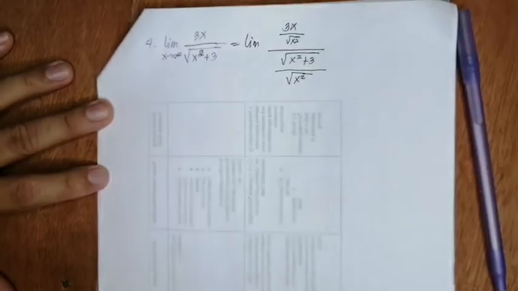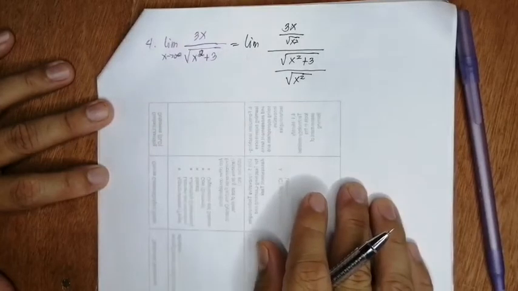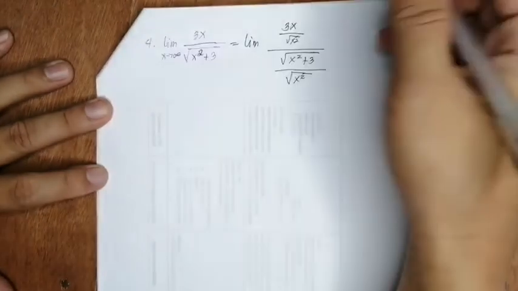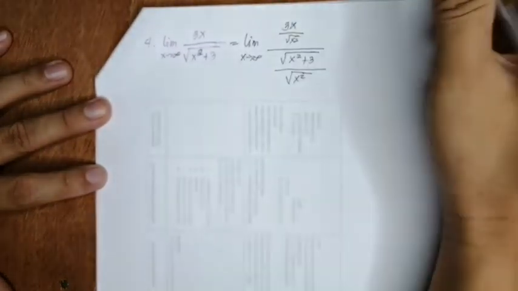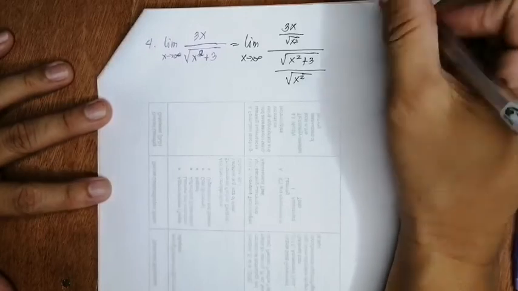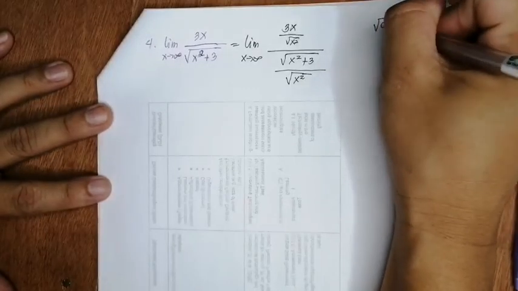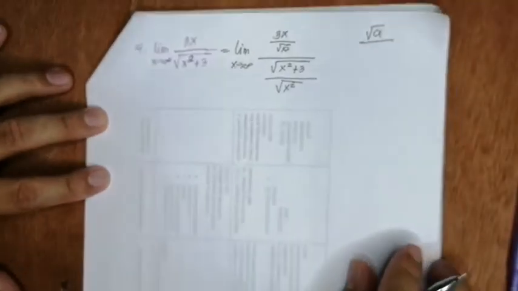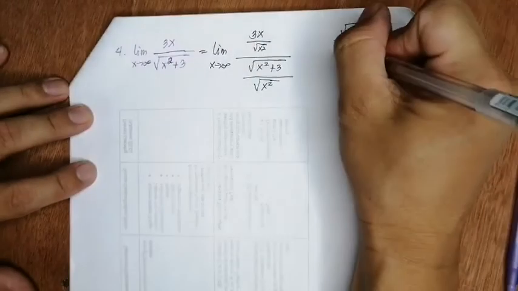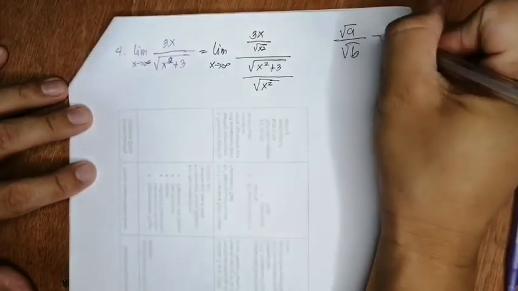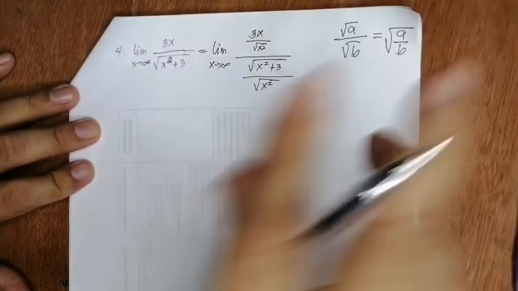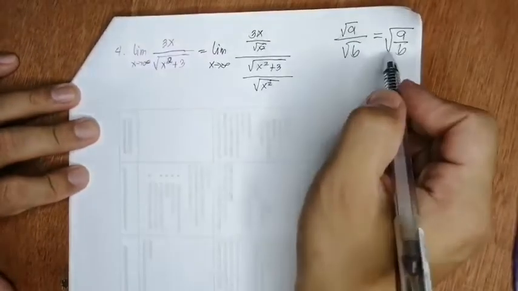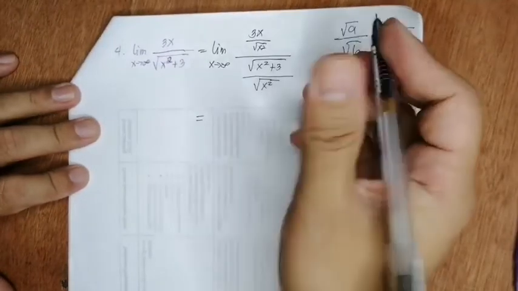Okay? So, ganyan yung gagawin natin. So, pag dinivide natin yan, ito ay magiging as x approaches positive infinity. Remember that if you have, pag meron kang ganitong case, if you have the square root of a divided by square root of b, pwede nating i-express to as 1 radical. Square root of a over b. Ganyan. Diba? So, gagawin natin yan sa denominator.